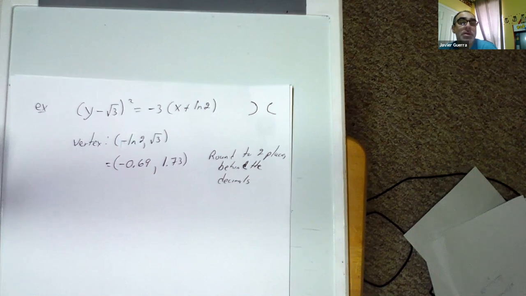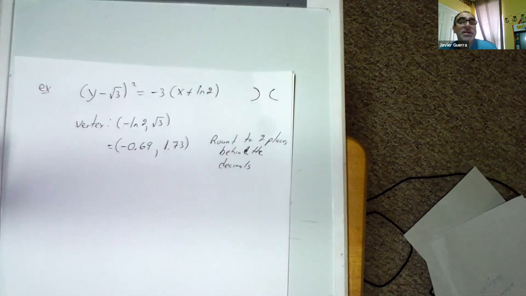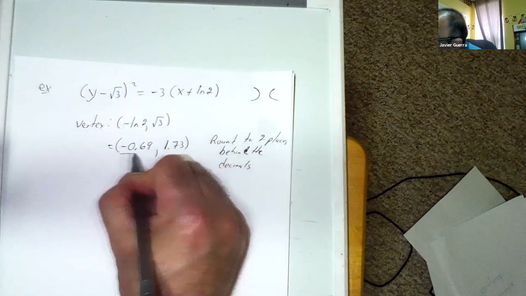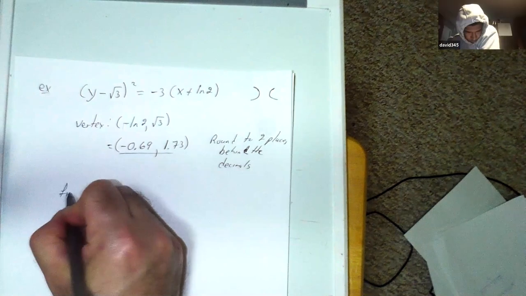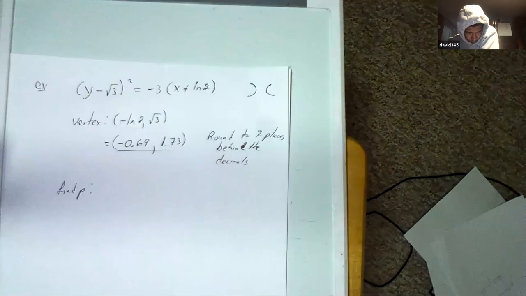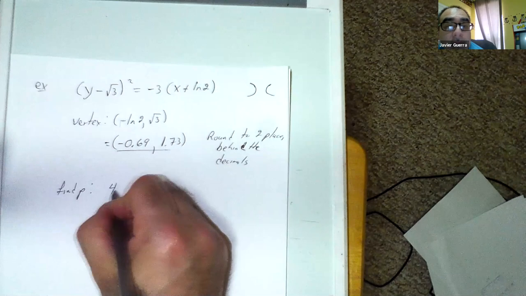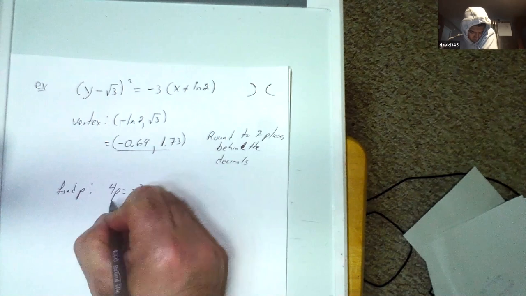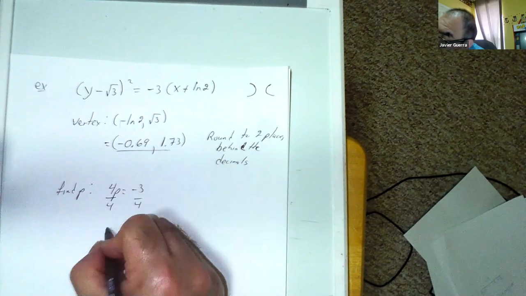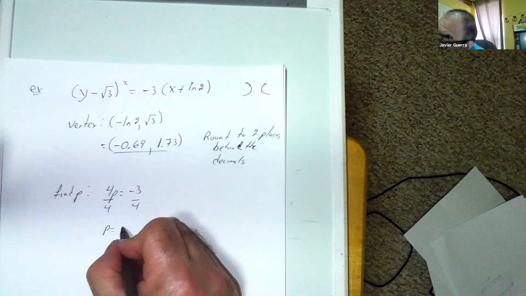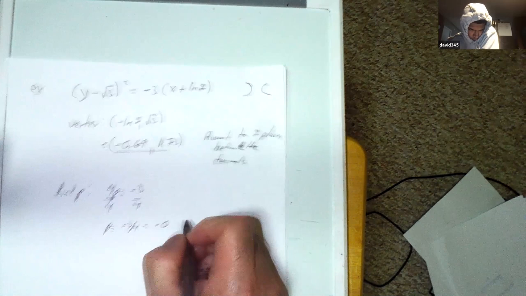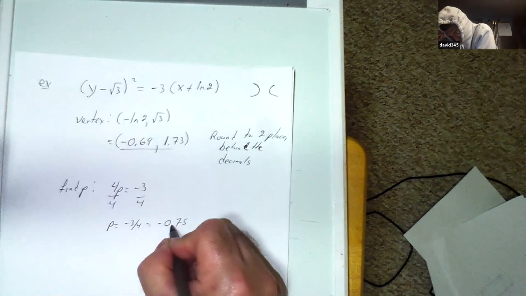All right, so there's your vertex. How do you find P? I know you do 4P. What do you set it equal to? Negative 3. Okay, so then we divide by 4. Oh man, we're going to get a decimal. So that should be negative 3/4, which is exactly negative 0.75. There's your P.